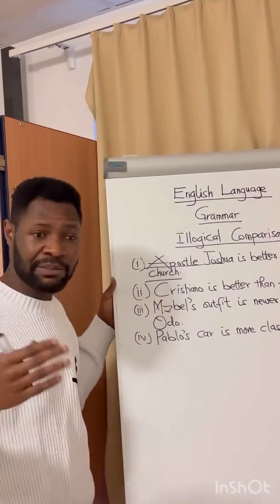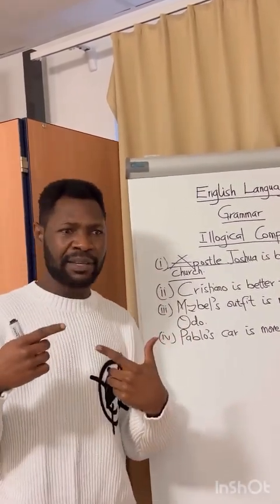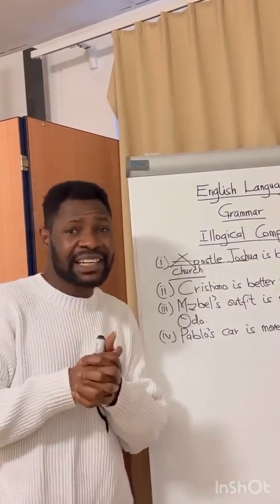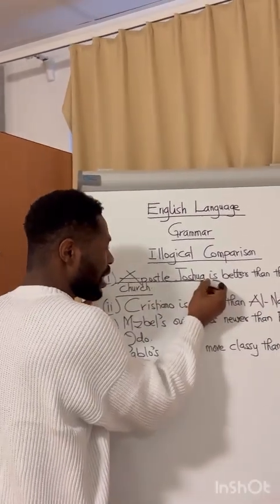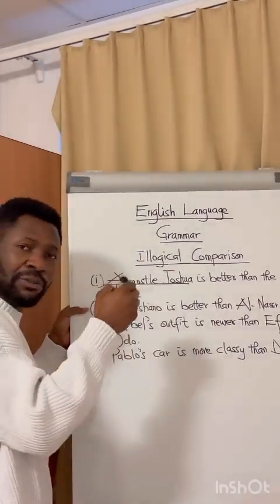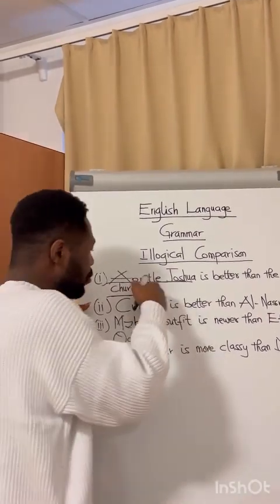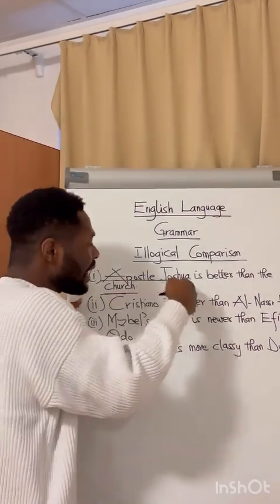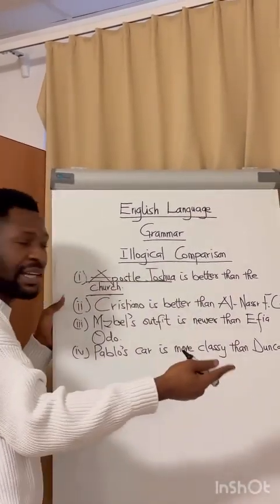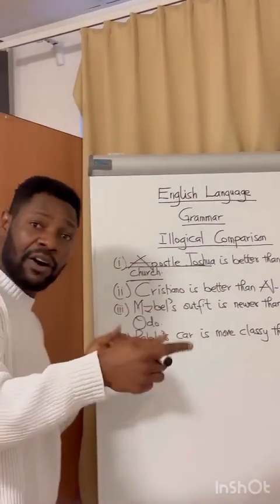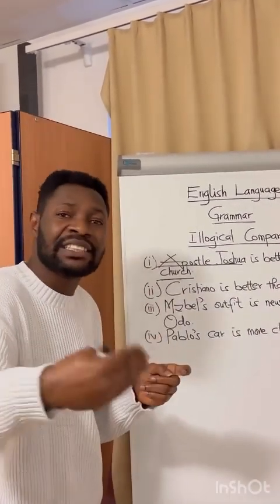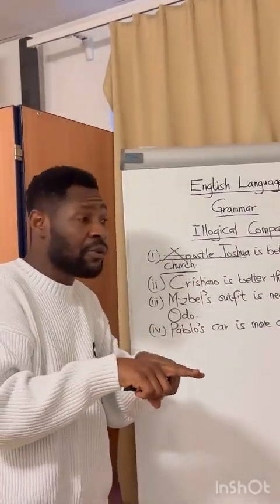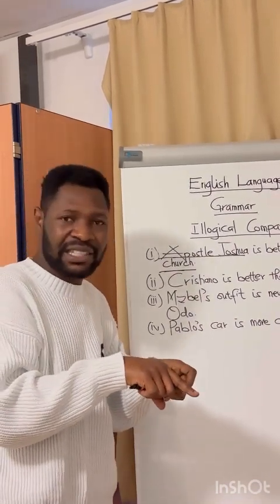Maybe in terms of meaning, semantically, whatever you are saying may make sense, but grammatically, syntactically, it does not. So you are comparing Apostle Joshua to the church. No, you are comparing him to the members of the church. So it's supposed to be: Apostle Joshua is better than any other member of the church, or he is better than the rest of the church members. So you are comparing him to the individuals in the church, not the church as an entity. And that is illogical comparison. No matter how you try to explain, grammatically, it does not sound right.